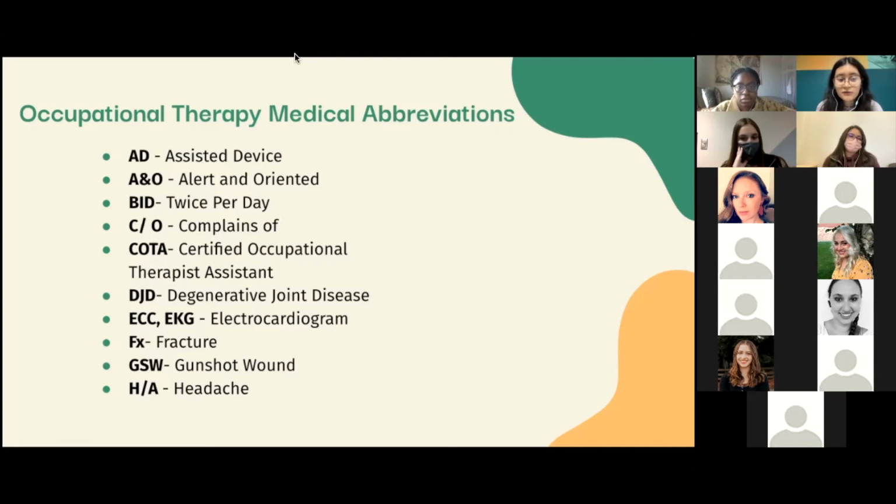DJD, degenerative joint disease, and sometimes this is also known as osteoarthritis because of that connection with the joints. ECG or EKG, which is like electrocardiogram. FX, so fracture. GSW, gunshot wound, and HA for headache.